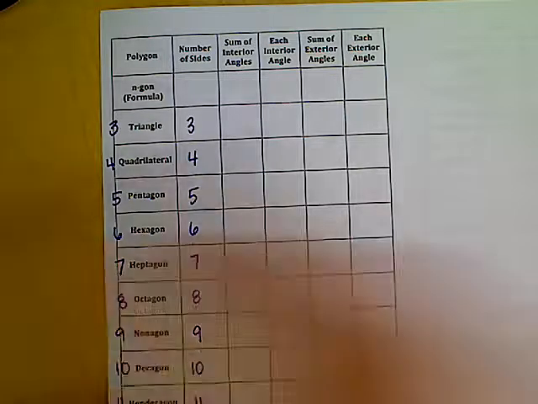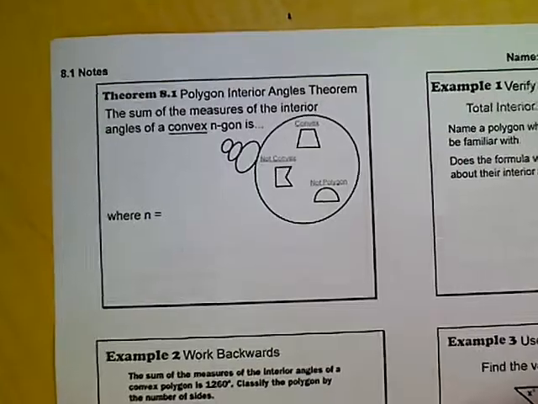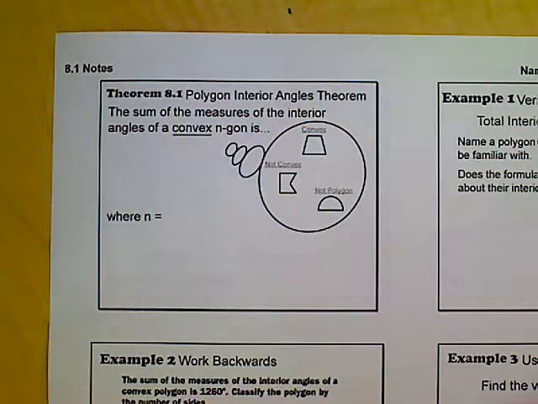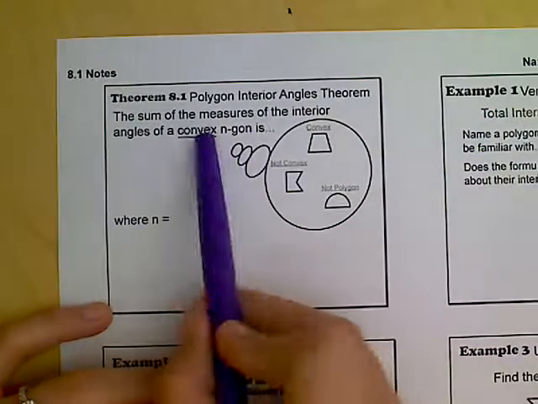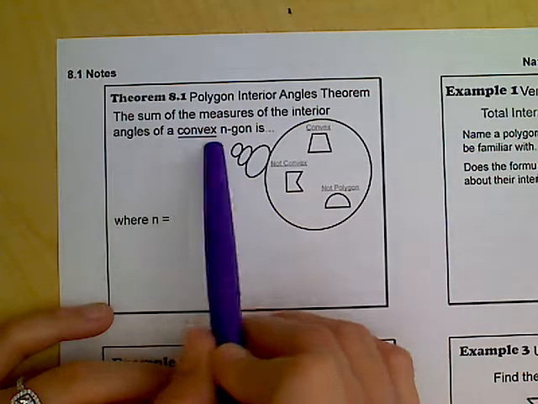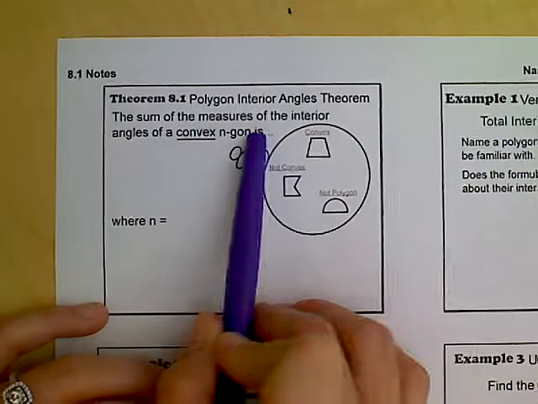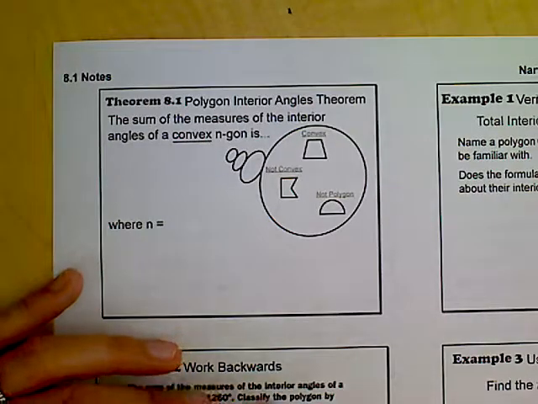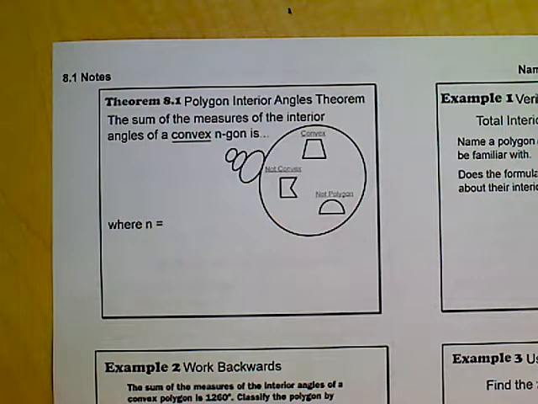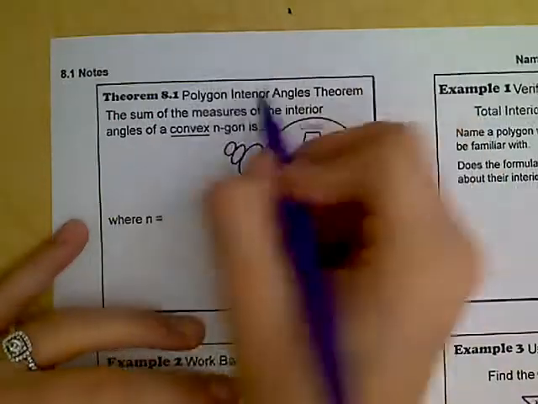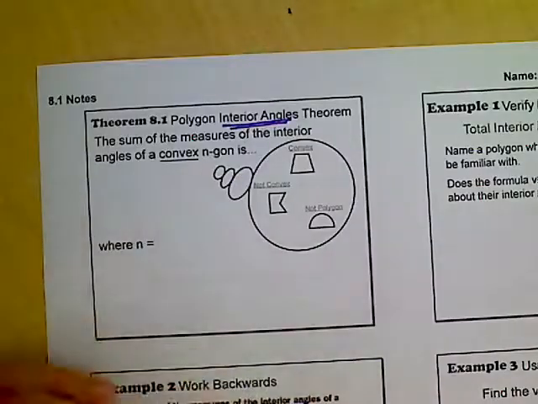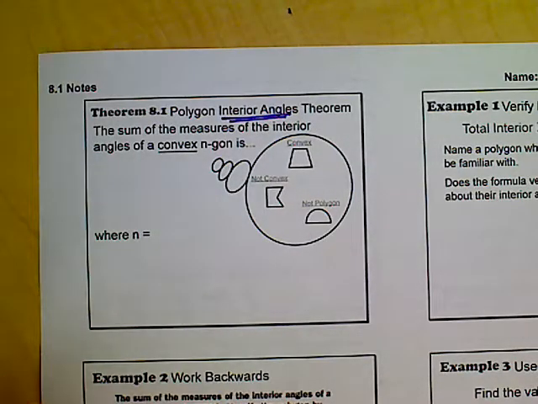So if you flip over to your notes, we're going to start where it says Theorem 8.1, Polygon Interior Angles Theorem. It says the sum of the measures of the interior angles of a convex n-gon is... So that sounds really crazy. We're talking about polygons, which are just closed figures with straight sides. And we're going to talk first about how many interior degrees they have. So you already know triangles have 180 interior degrees. Maybe you know a few others, but we're going to come up with a formula that tells us how many degrees the inside of these shapes have.